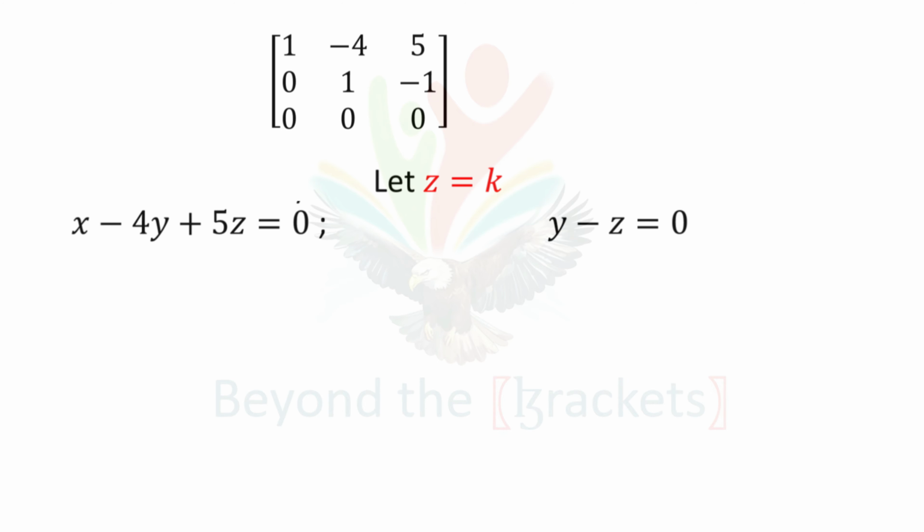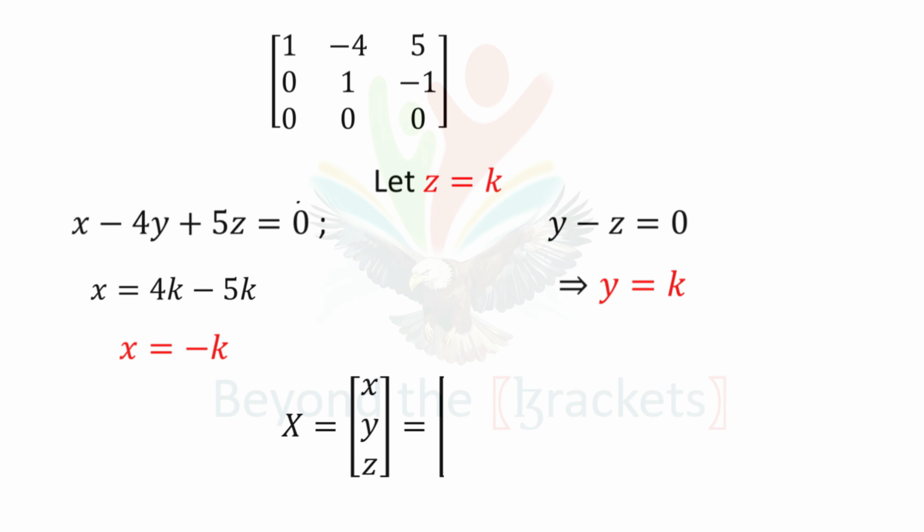From the second equation, since y minus z is equal to 0, we get y is equal to k. Substituting these values in the first equation, we get x is equal to minus k. So the values are x is equal to minus k, y is equal to k, z is equal to k. Taking k common from all these, we get x is equal to minus 1, y is equal to 1, and z is equal to 1. So minus 1, 1, 1 is the linearly independent solution.